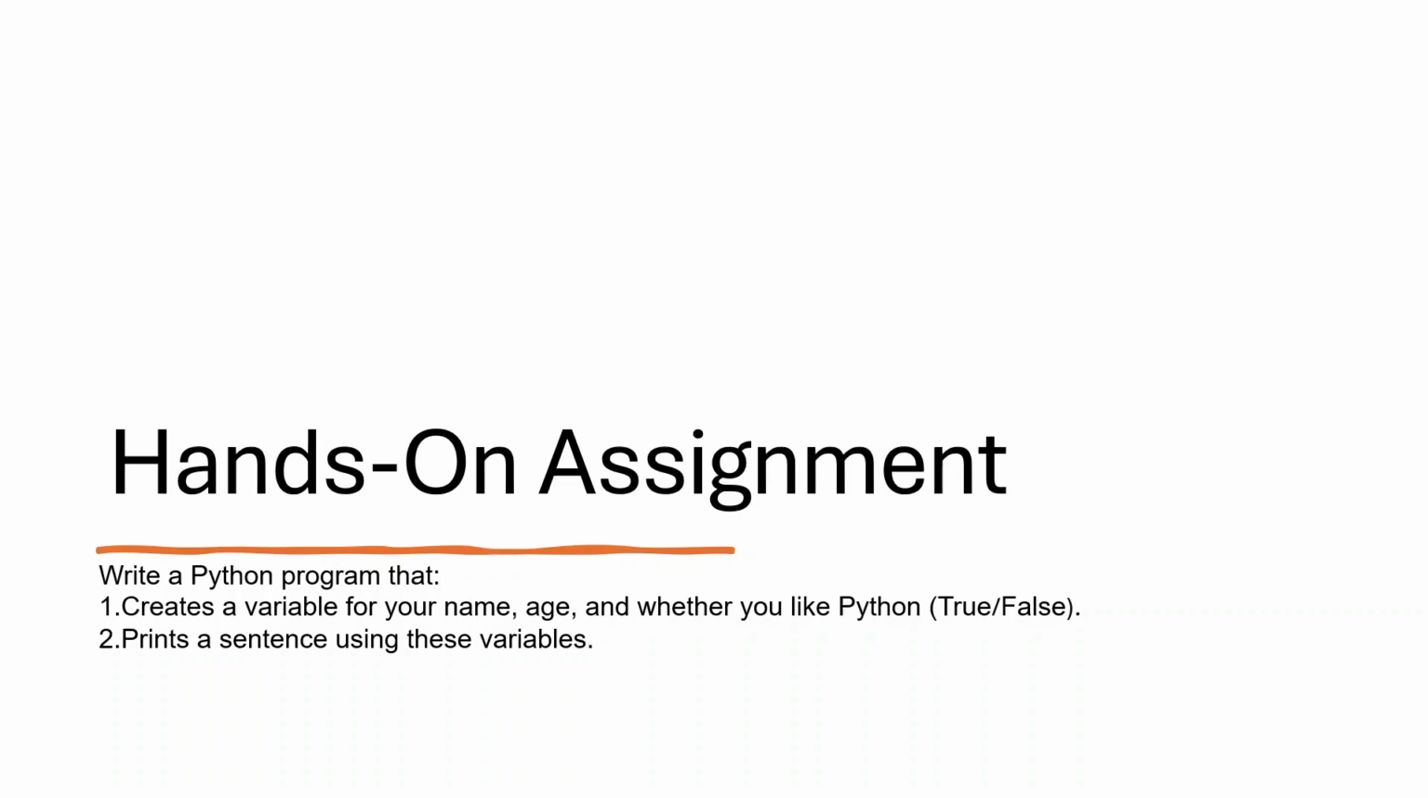Hands-on assignment on this module is: create variables for your name, age, and whether you like Python, true or false. Second one is print a sentence using these variables. Try it on your own. This will conclude module 2.